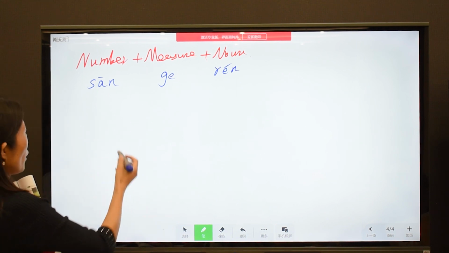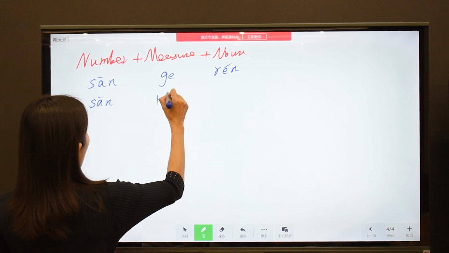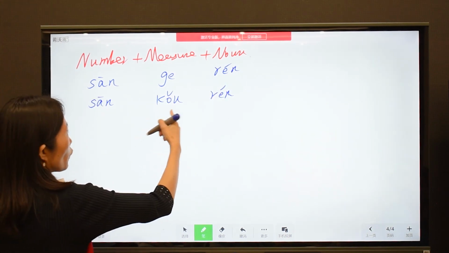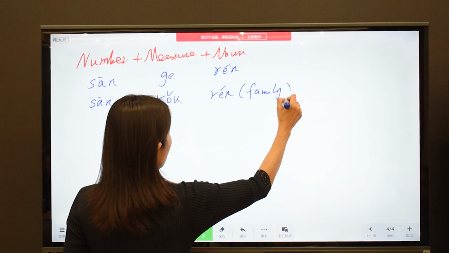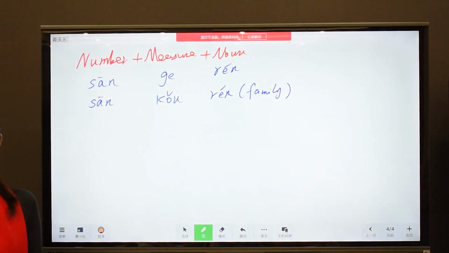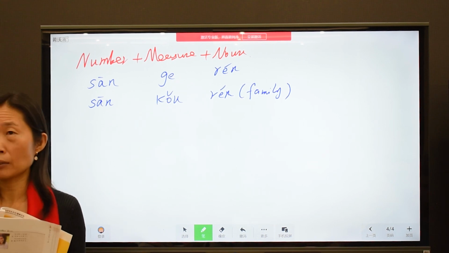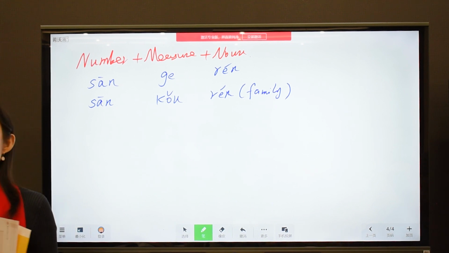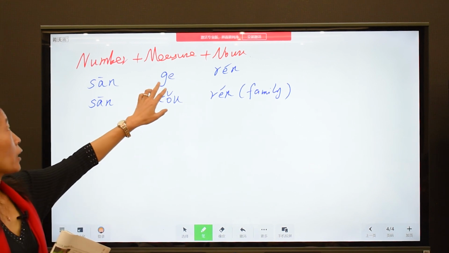So for example, you can say 三口人. But this one is only for family members. For example, say how many people are in your family: my family has 5 people, or 4 people, 3 people. Then you use 口. But you still can use 个.